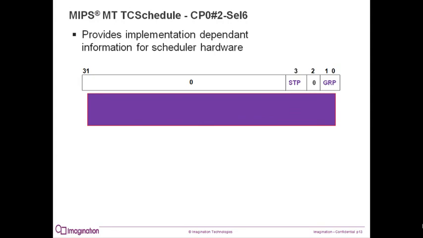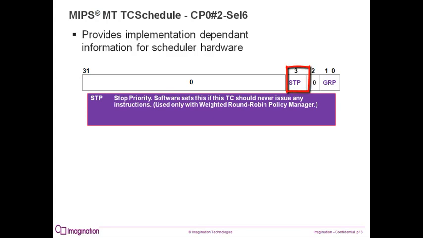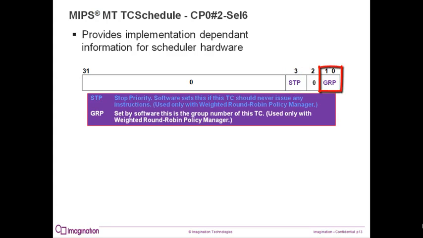The TC schedule register is a per TC value whose interpretation is scheduler implementation dependent. Our reference design of the weighted round-robin policy manager breaks this register down into two fields. STP, if set, prevents the TC from issuing any instructions. GRP sets the group priority of this TC. I'll talk more about the weighted round-robin policy manager in the policy manager section of this course.